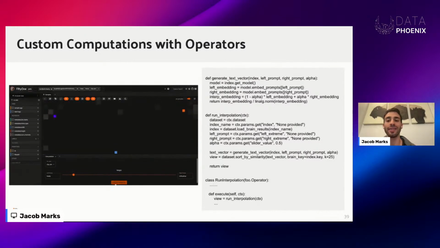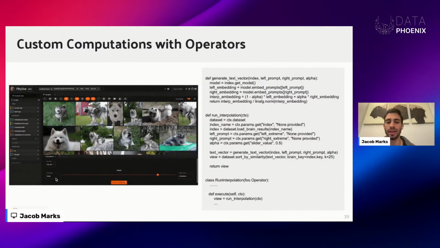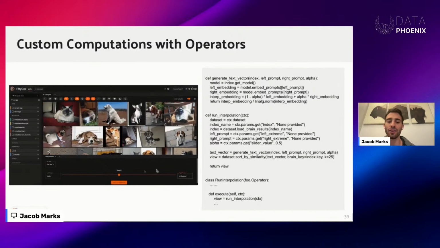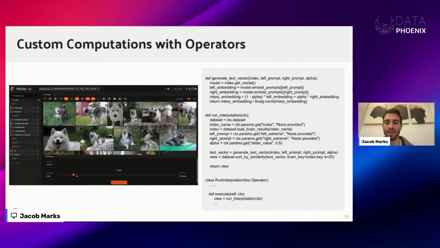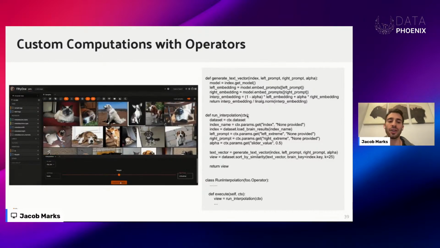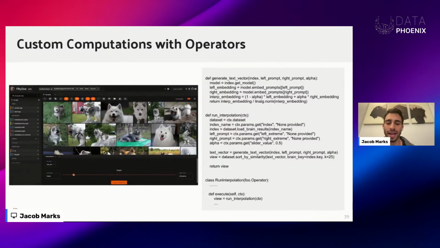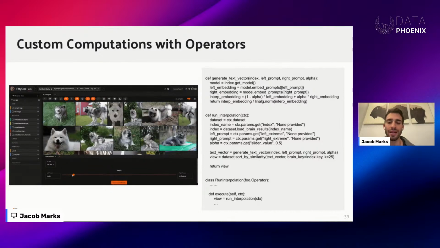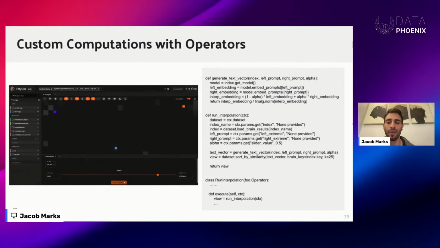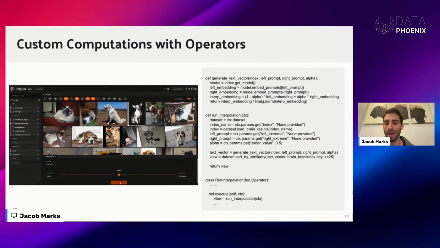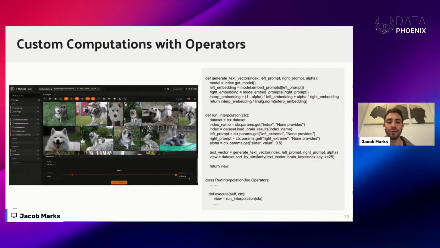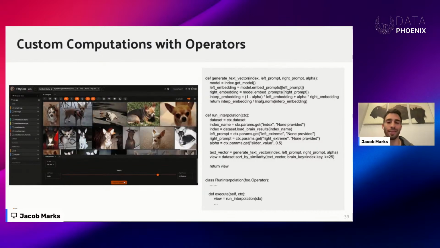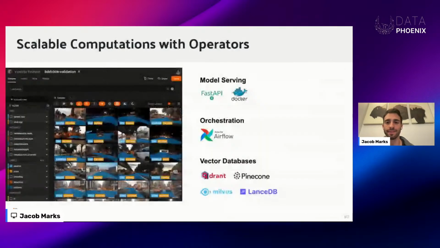That custom computation, in this case, is going to generate the CLIP embeddings for the left text and the right text. And it's going to interpolate between those two text embeddings with this relative strength, which we are defining. Then it is going to query our similarity index for the most similar samples, the most similar images to that vector that we have generated out of these text embeddings. On the right-hand side here, we just have a little code snippet that shows what this custom computation is. And this is just one example of custom computation that you can do with these operators.